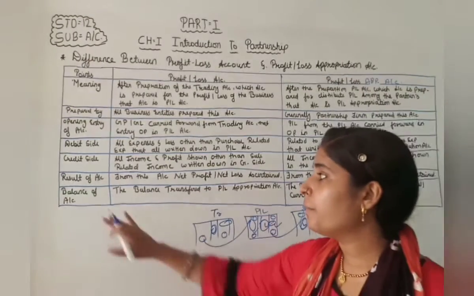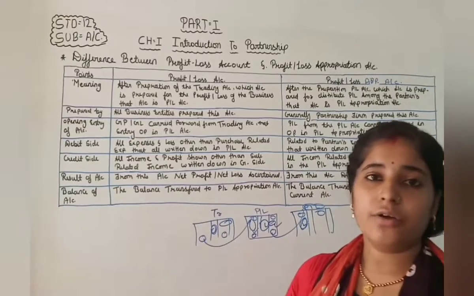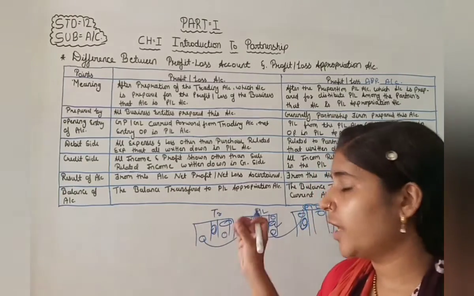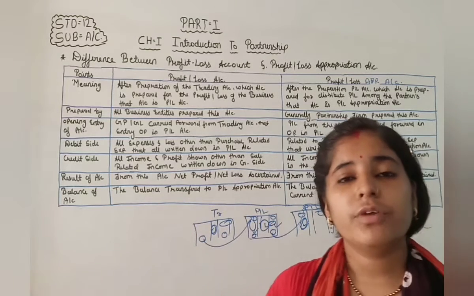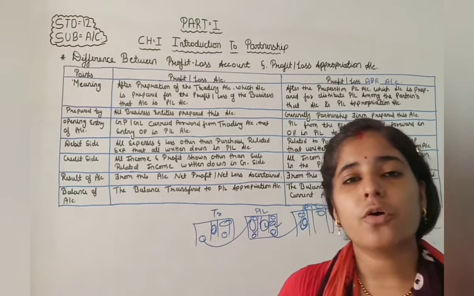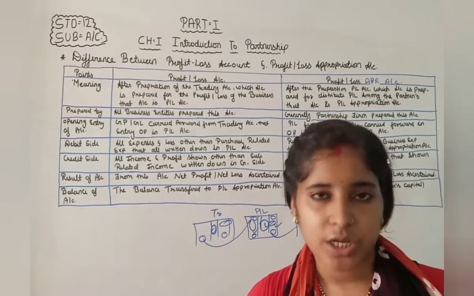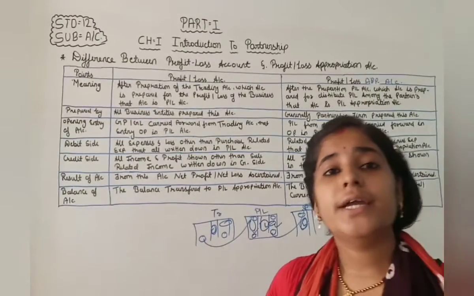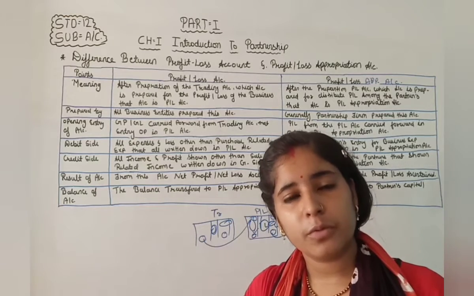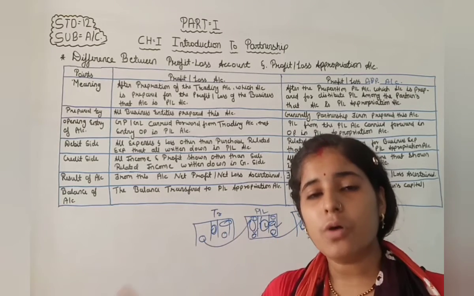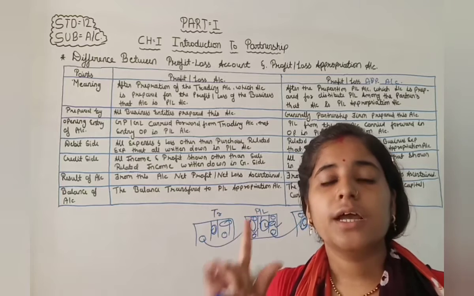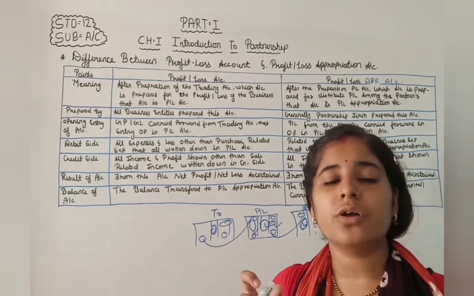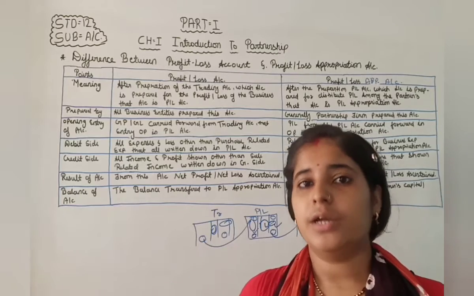Now the balance of the account. In the profit and loss account, the balance of net profit or net loss is transferred into the profit and loss appropriation account. And the balance of divisible profit or divisible loss we distribute among the partners, and we transfer it into the partners' capital accounts or partners' current accounts.